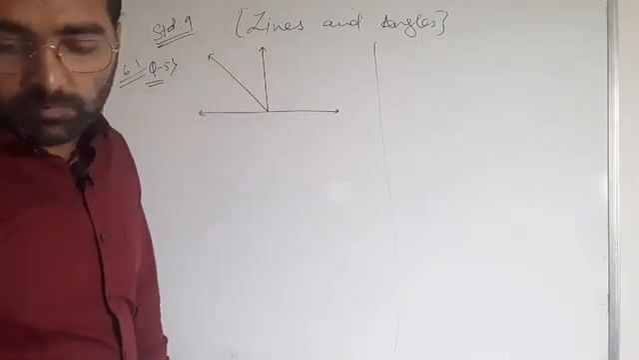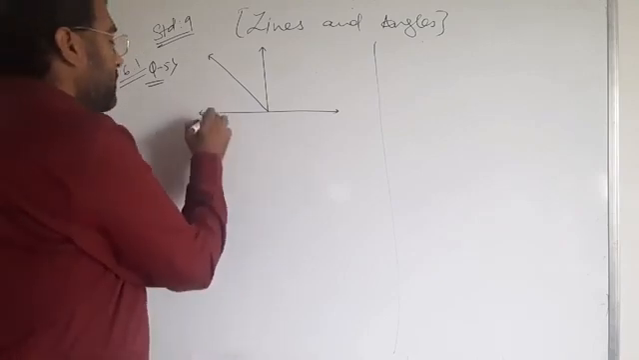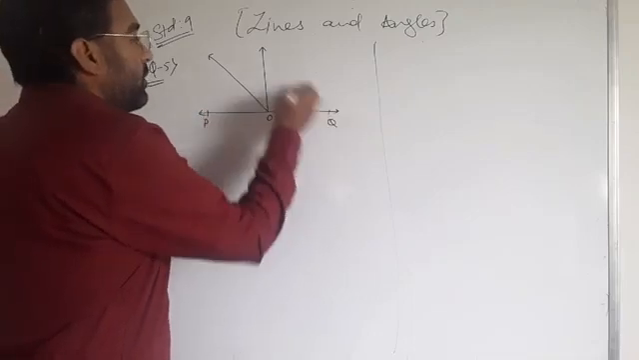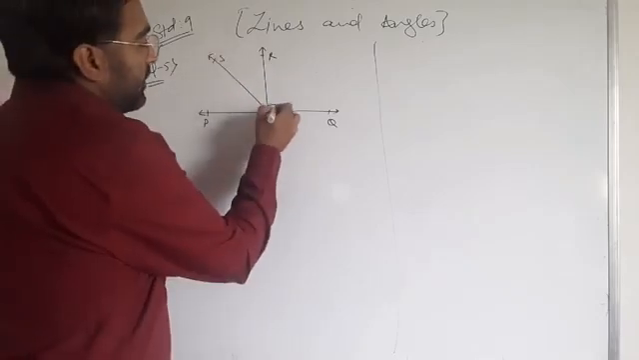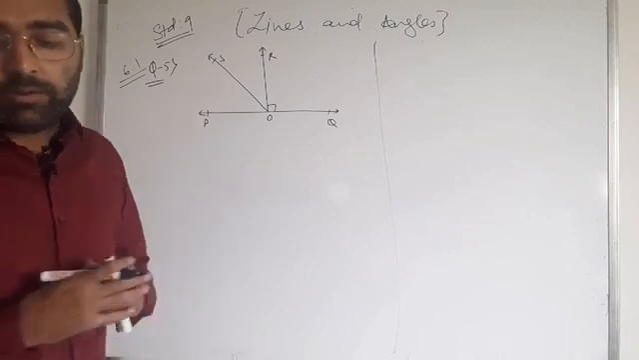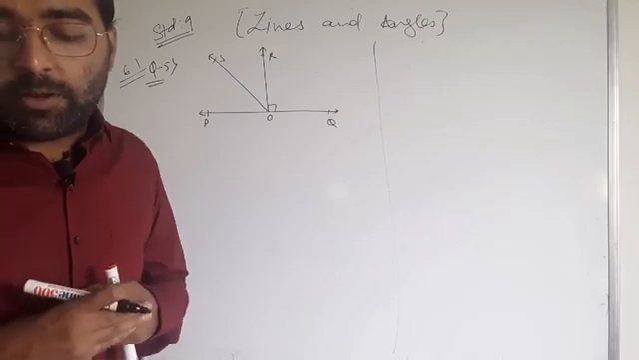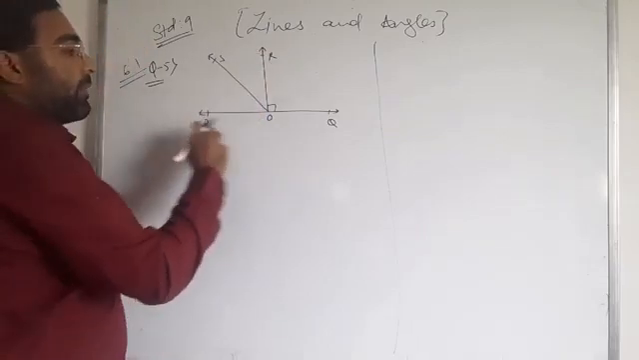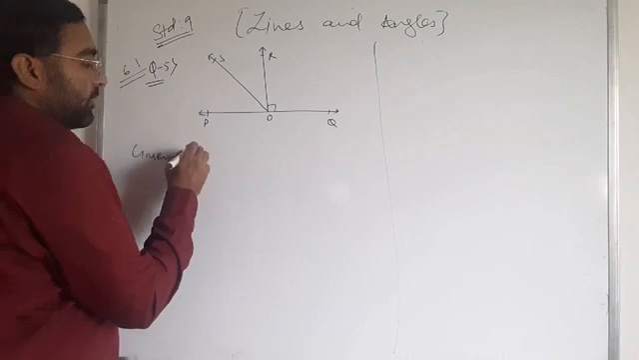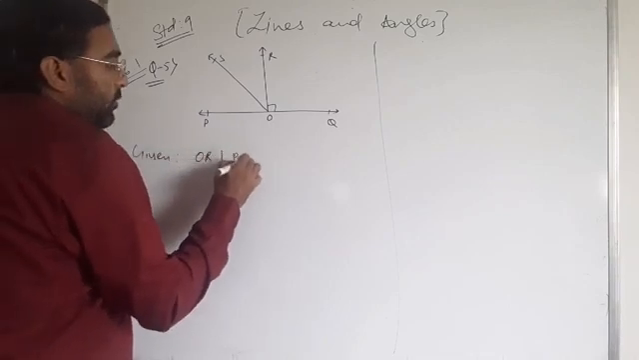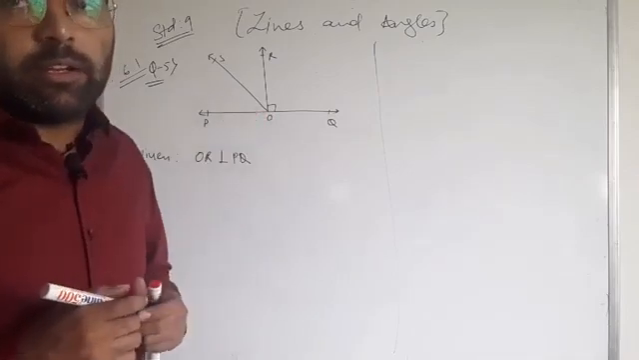There is P, O, Q and R and S. P, O, Q, and here is R and here is S, and this is 90 degrees. Now we have to read the question. POQ is a line and ray OR is perpendicular to line PQ. Ray OR is perpendicular to line PQ, that we have to write in the given. OR is perpendicular to PQ means they form 90 degrees.